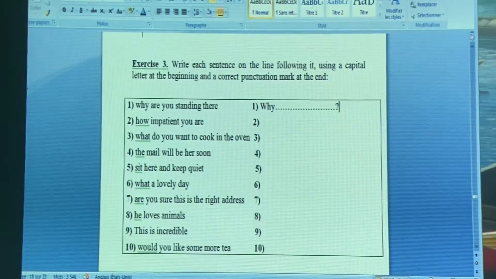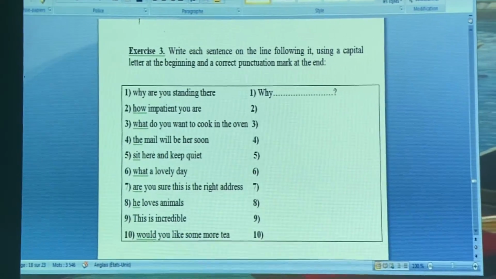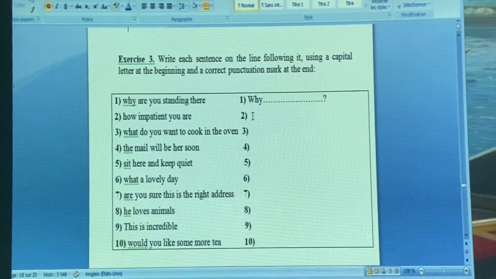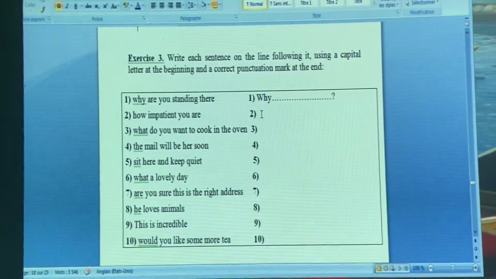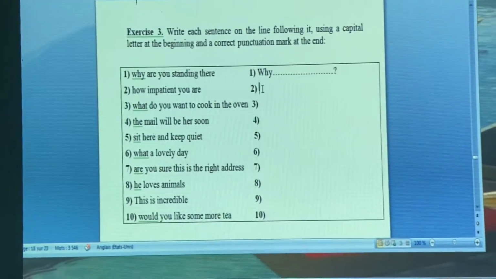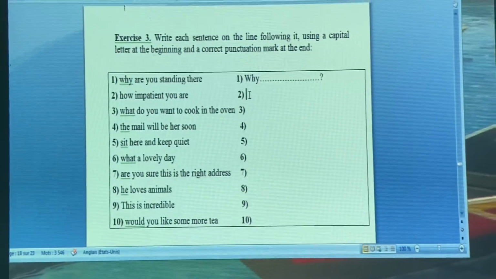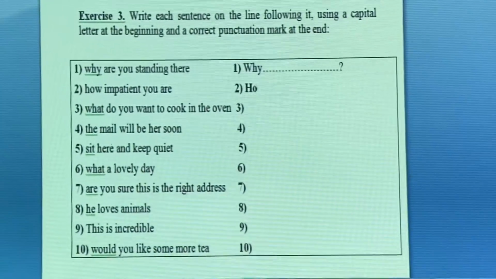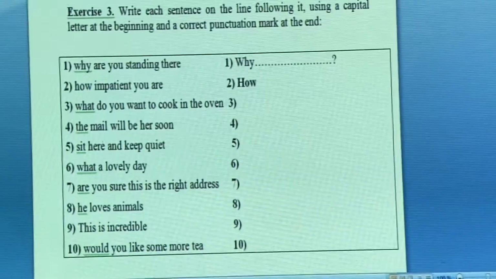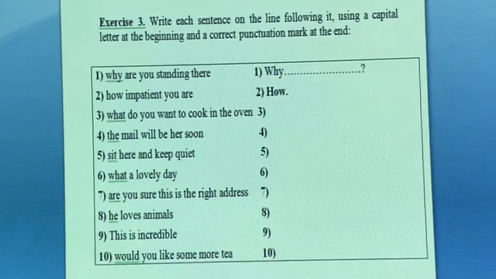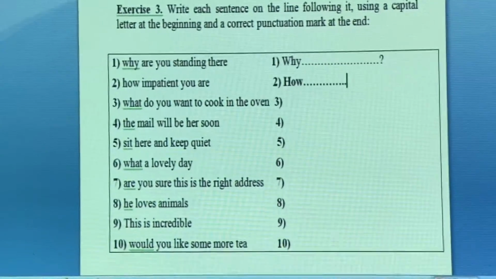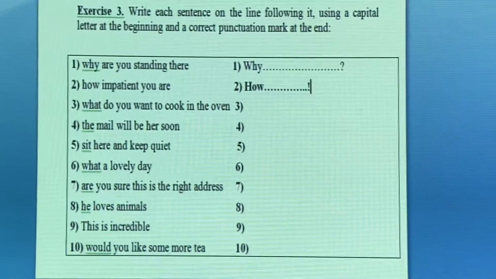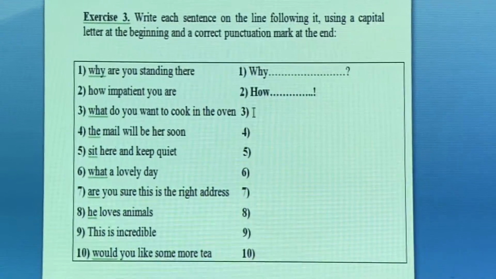In your handbook, I want you to write the whole sentence. Here, I will write just the beginning and the rest of the punctuation. But for you there, in your handbooks, write the whole sentence. How impatient you are. Here we need an exclamation mark in the end. Exclamatory sentence.